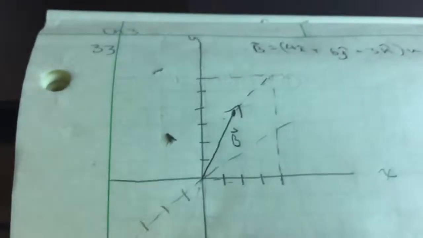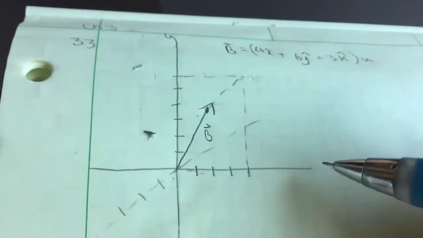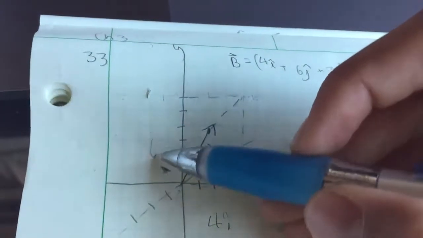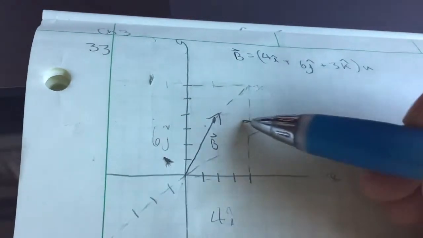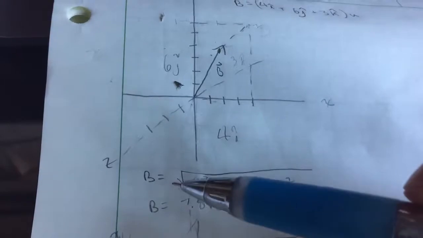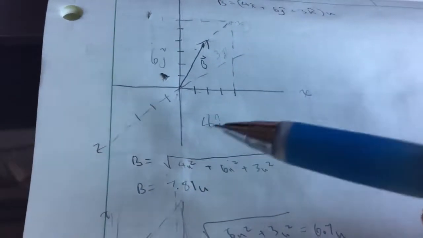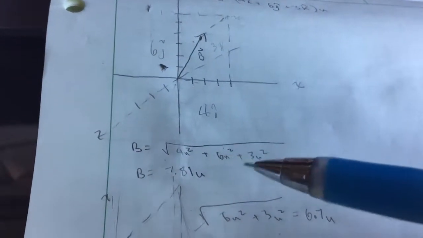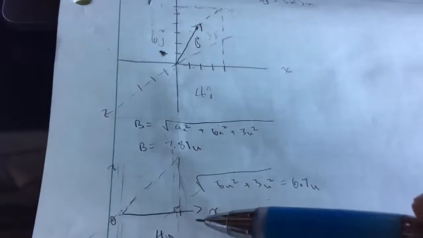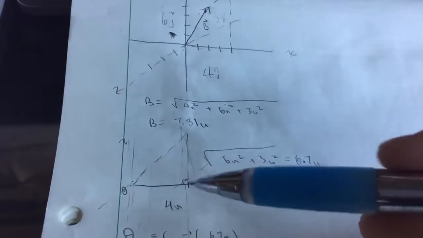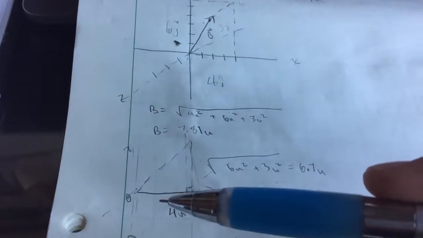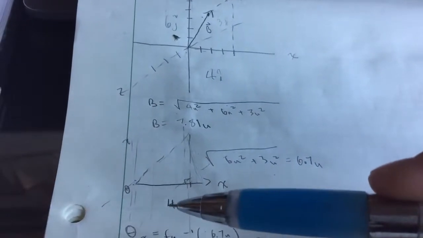We can see that vector B has an x component of 4i, a y component of 6j, and a z component of 3k. To determine the magnitude, we simply take the square root of each of these components squared, which gives us 7.81 units.